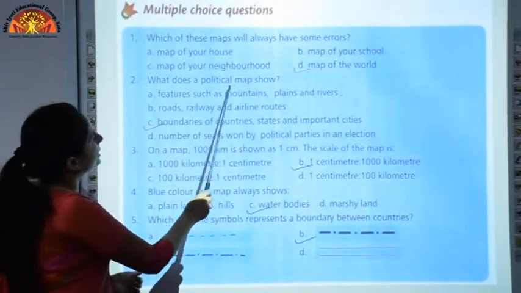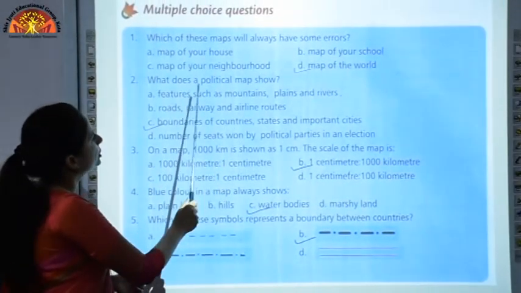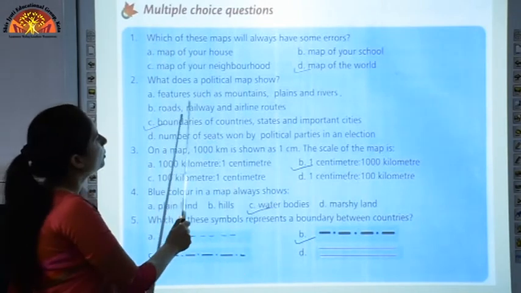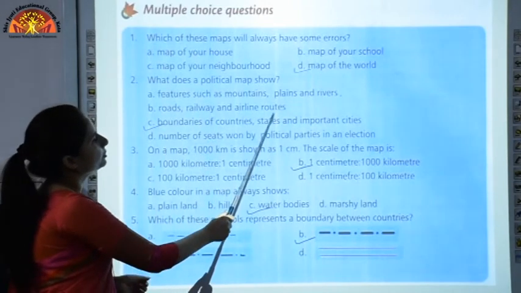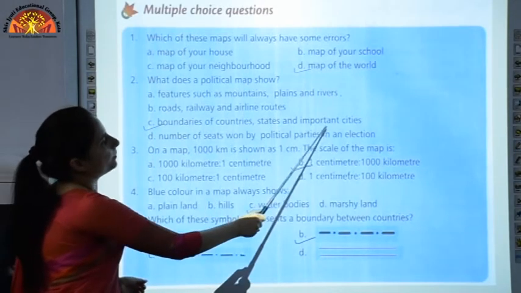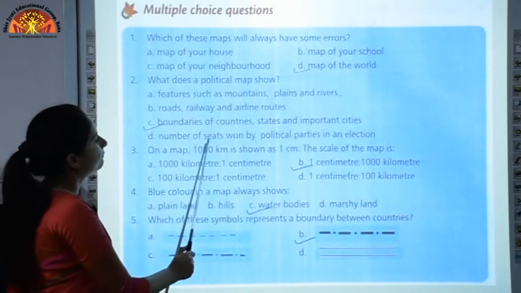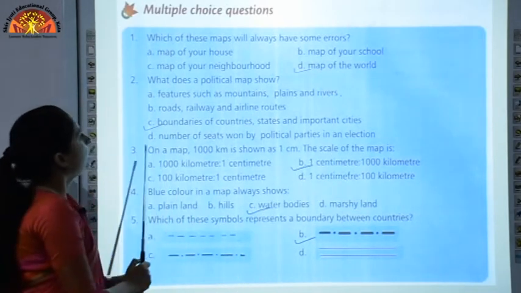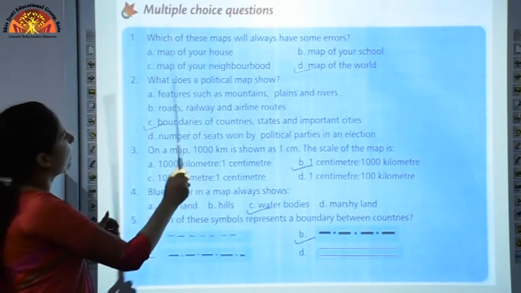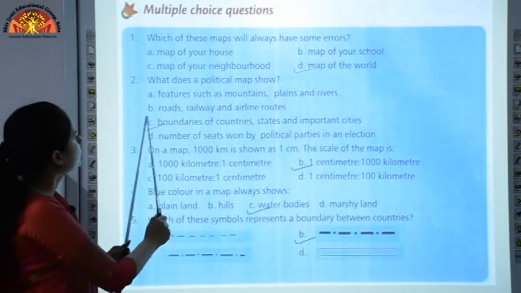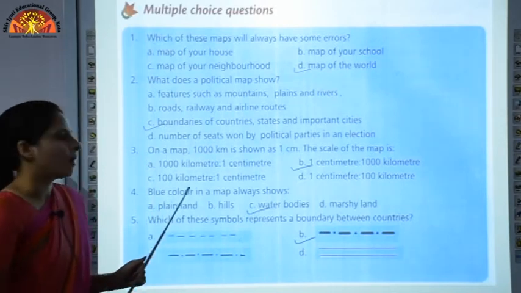What does a political map show? Features such as mountains, plains and rivers, roads, railway and airline routes, boundaries of countries, states and important cities, number of seats won by political parties in an election. As I told you, a political map will always show the boundaries of the country, states and important cities. So over here C is the correct option.